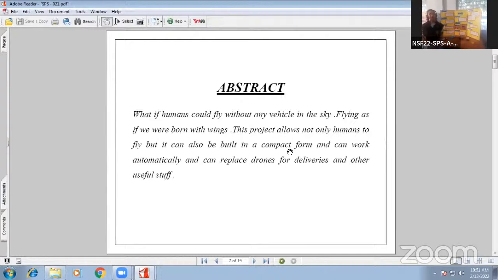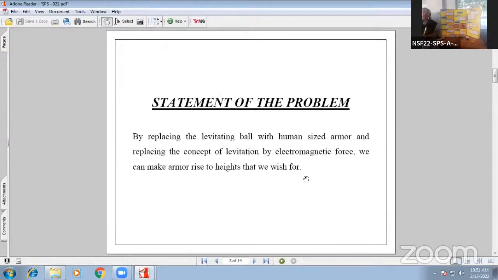So what if we could fly as if born with wings? This project not only allows humans to fly, but it can be made into a compact form and made to work automatically, so that we could replace it with drones for deliveries and other uses. So the statement of the problem is: due to the force created by the magnetic field produced by the current, the object will levitate. The height that is raised is directly proportional to the magnetic field and the current that is passed in the object.